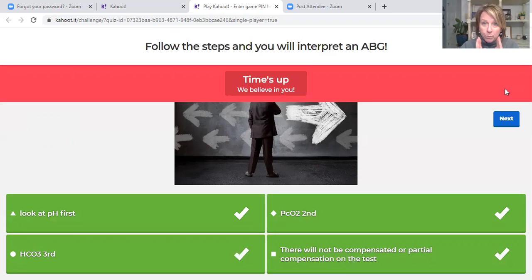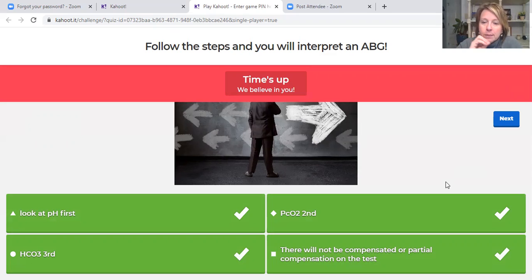If the PCO2 is out of whack, it's not in a normal value, and it's going this way, and my pH is this way, I know I'm acidotic, respiratory acidosis. And if it's vice versa, if my pH is on the alkalotic side and it's a respiratory situation, it's going to be respiratory alkalosis, then my PCO2 will be going the opposite direction. ROME: respiratory opposite, metabolic equal.